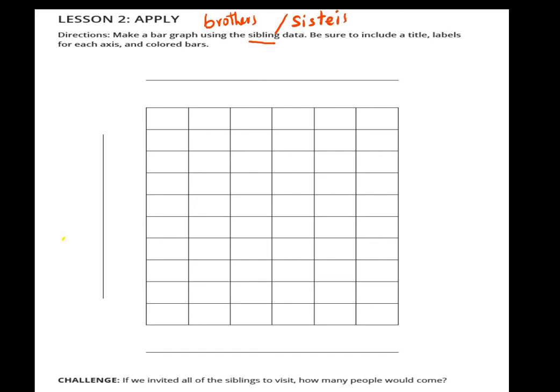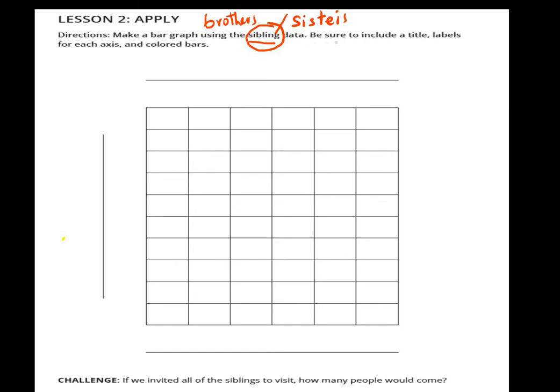For example, if you have one brother and one sister, you have two siblings. If you have one brother, you have one sibling. If you have two brothers and one sister, you have three siblings. Okay, siblings means the total number of your brothers and sisters, and don't count yourself with them.